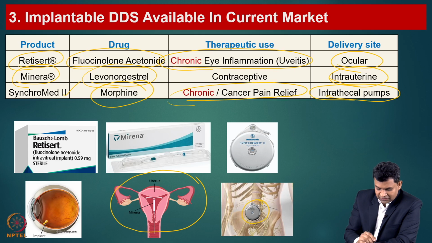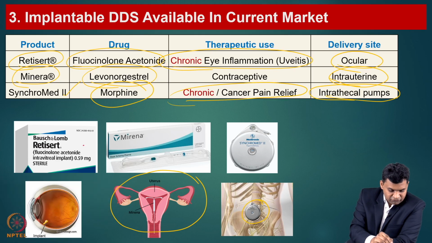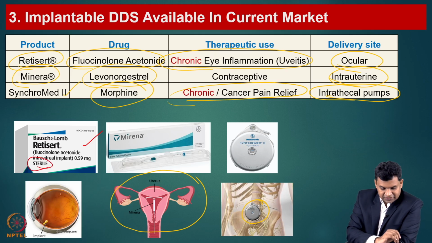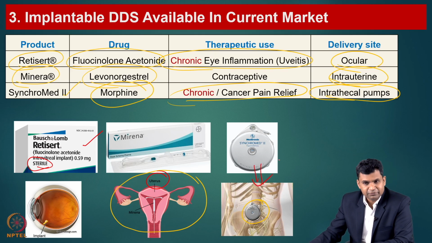So, now you can see these are the various systems. This is a formulation which is sterile for ocular application and needs to be placed in the eye. Now, this is Mirena, which is placed in the uterus, an intrauterine device, and these are the intrathecal systems that will help improve drug permeation.